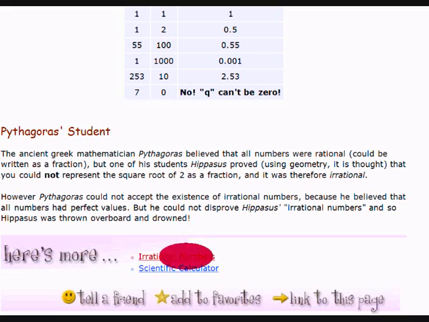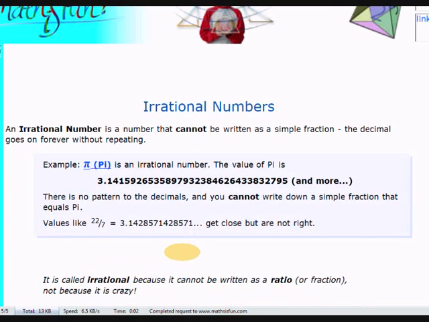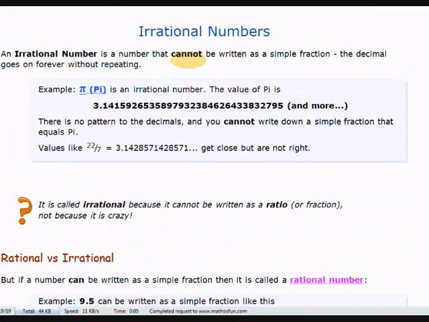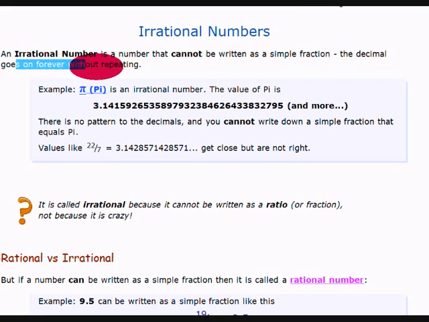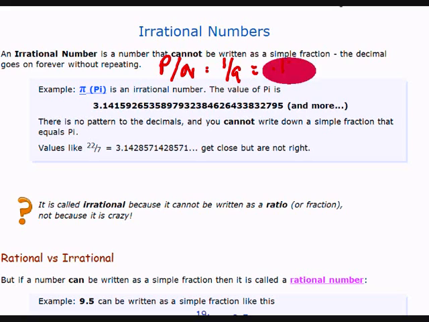An irrational number is a number that cannot be represented or written as a simple fraction, right? The decimal goes on forever without repeating. If it is repeating, remember we did p by q, where 1 by 9 gave 0.111. The 1 repeats forever, right? If it repeats like 0.123, 123, 123, etc., then this is also a proper rational number.